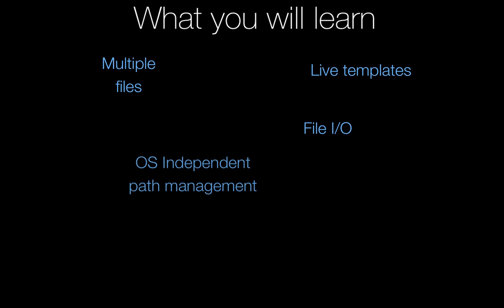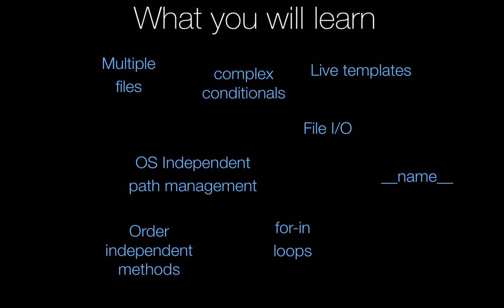While that may sound pretty straightforward, we're actually going to cover a ton of topics. We're going to break our application into multiple Python files and use them between each other. We're going to talk about this thing called live templates in PyCharm. As I already said, we're going to focus on file I/O. We're going to work with the most common type of loop in Python called a for-in loop. We're going to talk about documenting our code with these things called doc strings.